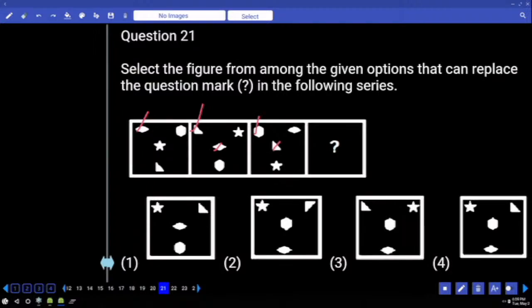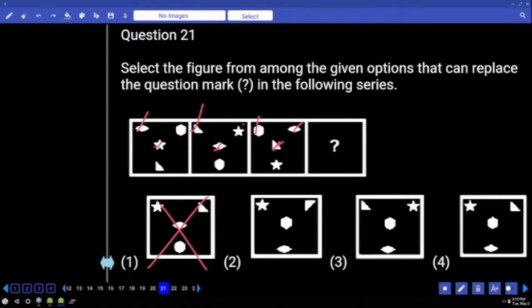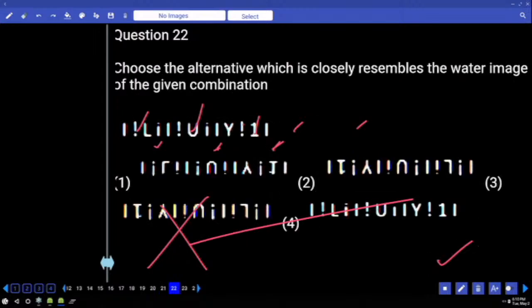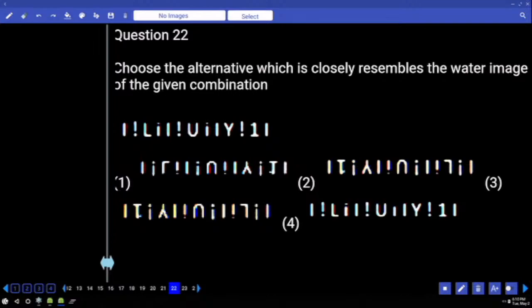Now this is at the left topmost, that should be at the center. Among the given choices, that should be at the center, 2, 3 and 4. Then coming to the next one. The element which is at the center goes to this corner. The element at this corner goes to this one. The element at this corner must be here, and the triangle must be here. Choice 4, these are ruled out.